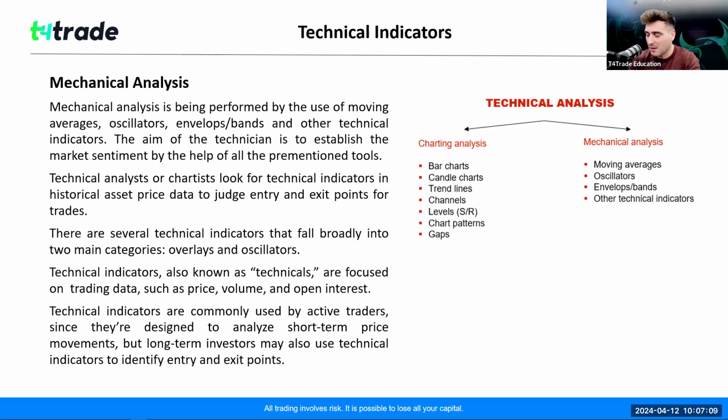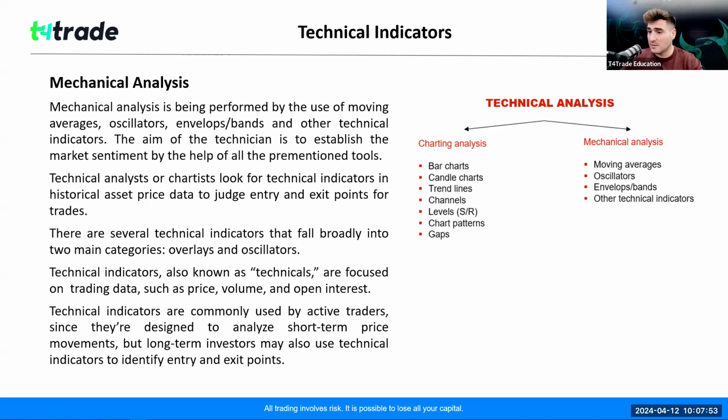Today, we're going to talk about mechanical analysis, which is a different branch of technical analysis. At least that's my way of breaking down the subject. This kind of topic involves moving averages, oscillators, envelopes and bands, and other technical indicators. Today, as you already know, we're going to talk about moving averages and moving average strategies a step further from that. So mechanical analysis is performed by the use of moving averages, oscillators, envelopes and bands, and many other different tools. The aim of the technician is to establish the market sentiment with the help of all these tools.